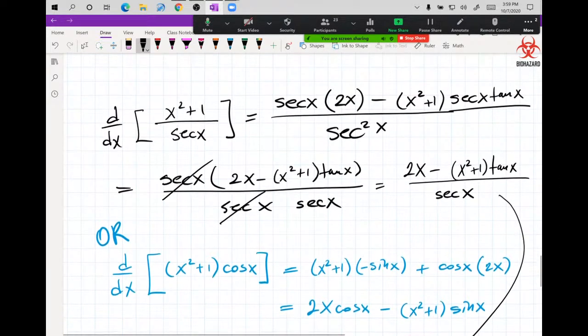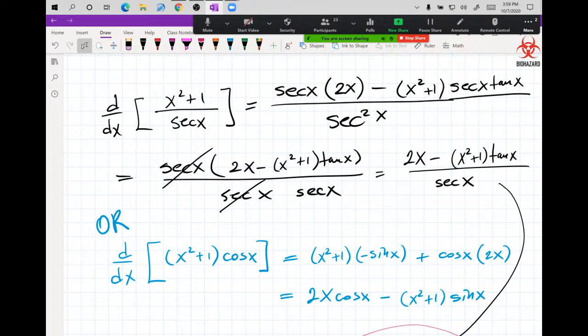So there are two ways to do the same problem. I was able to convert the problem using basic trig identity that 1 over secant is cosine, and that changed the whole story and made it much easier.